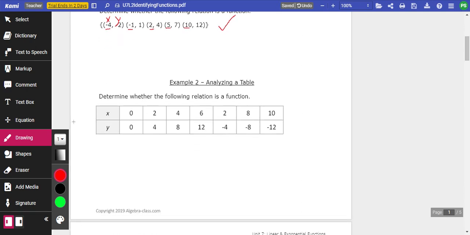If you've got a table, you only have to look at this x. It doesn't matter if it repeats in the y. It just matters if it repeats in the x. Okay, so here we have 0, and here we have 2, but this time we actually have two number 2s in our x-coordinate. So that x-coordinate is repeating. And because we have these two that are the same, then this is not a function.